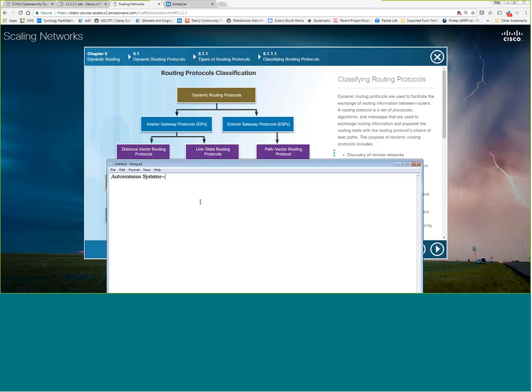But this is a group of routers under the control of a single administration running a normally single IGP. So it's interior gateway protocols. IGPs are within autonomous systems, within AS. EGP, of which there is really only one today, that is between ASs. All right, and for us that's BGP.